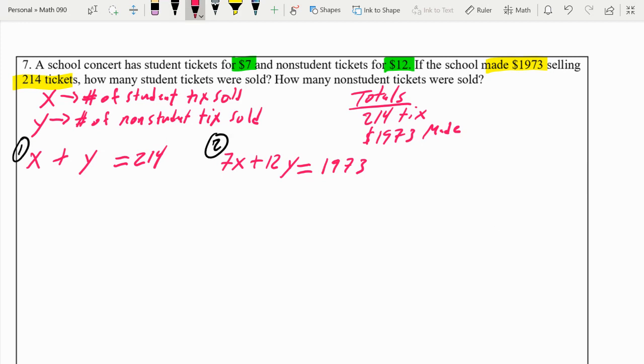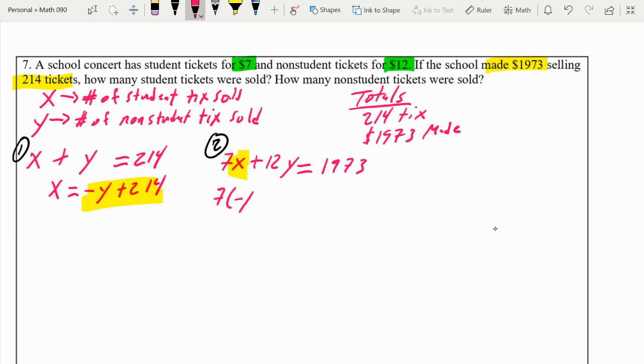All right, so in equation one, I'm going to solve for one of the variables. It doesn't matter what you solve for, right? So I'm going to solve for x. I'm going to get x by itself. So x is equal to negative y plus 214, just like we did before. I'm going to take this and plug it in for x. So I'm substituting here.